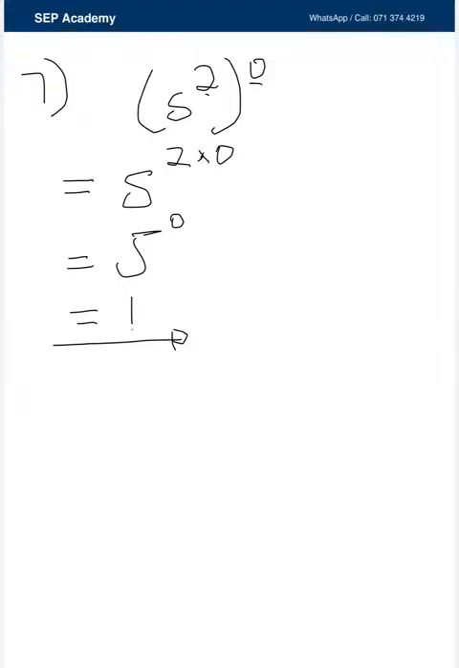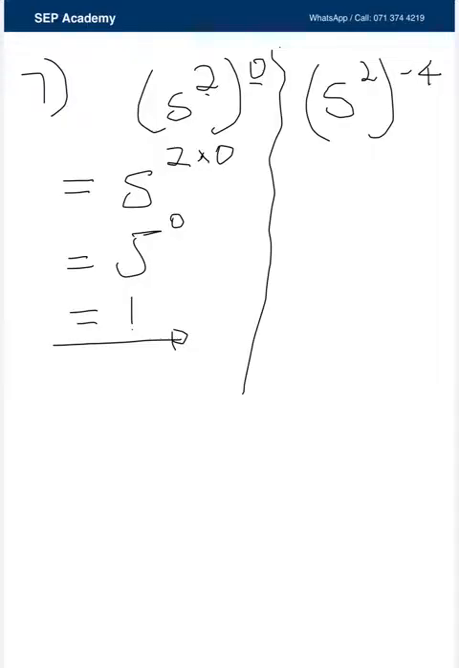So it's not limited to this type of question. You can still be given, let's say, okay, s again is fine. We can say s to the exponent of negative 4. So it's not necessarily always going to be a positive value.